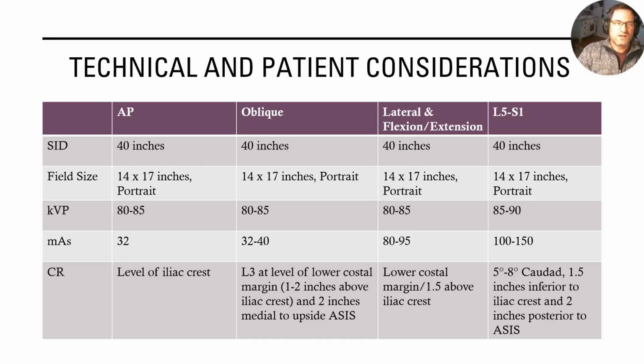Last but not least, we have our L5S1, kVp at 85 to 90, our mAs at 100 to 105, and we're going to angle our central ray at 5 to 8 degrees caudad. We're going to center 1.5 inches inferior to the iliac crest and 2 inches posterior to ASIS.